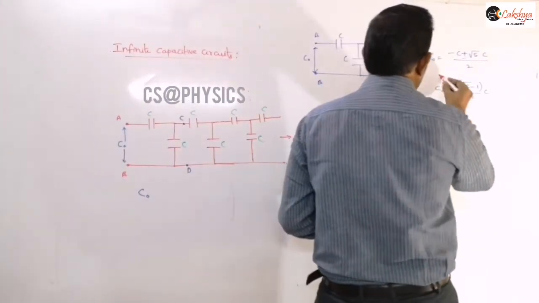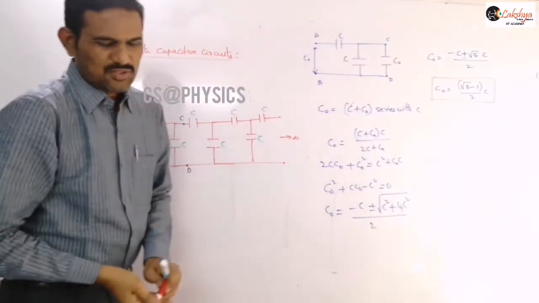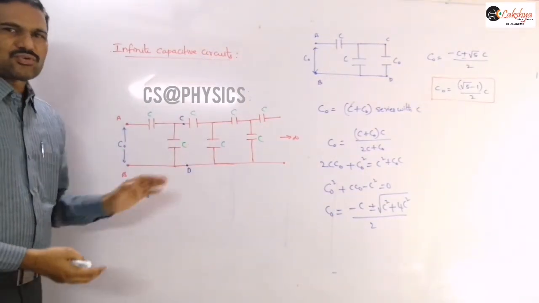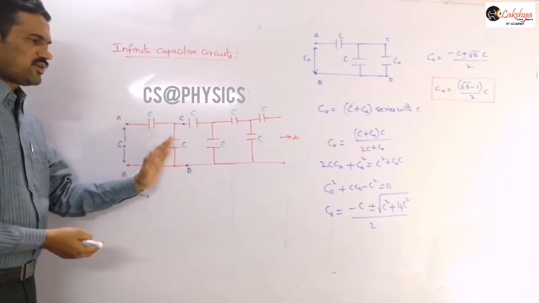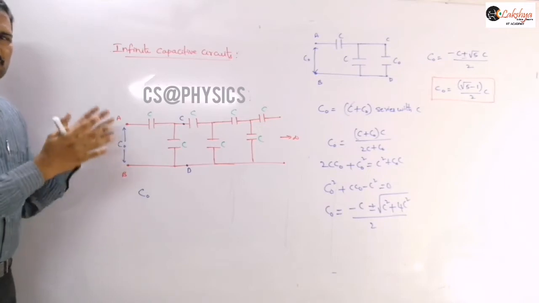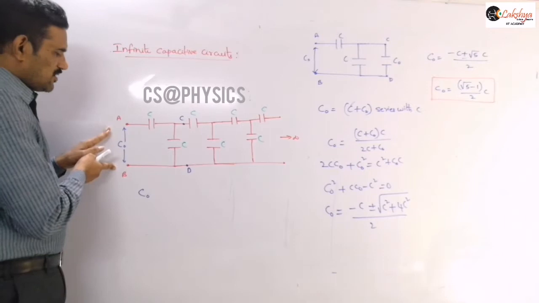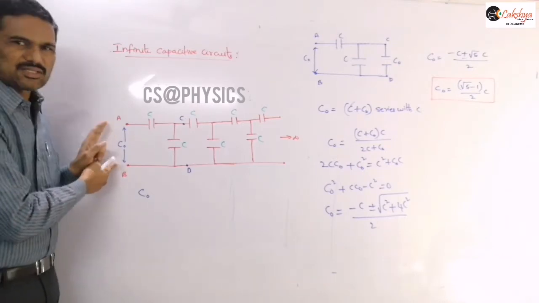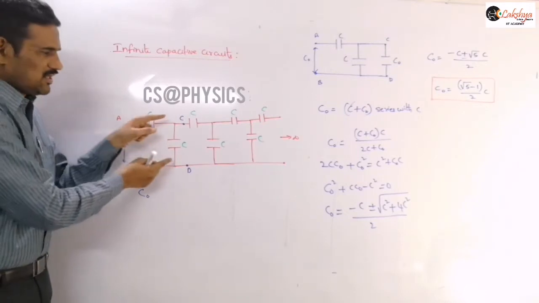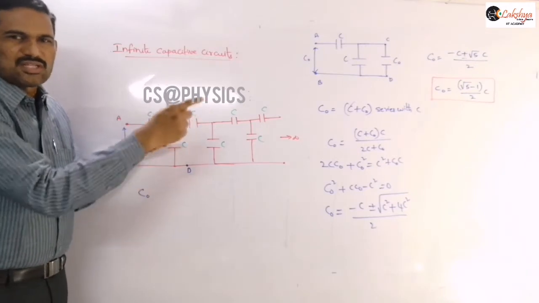So that is a way of finding the effective capacitance of infinite circuits, which is similar to our resistive circuits. From this infinite circuit, our procedure is to remove one unit cell. If you remove this one unit cell, as the series is infinite, there is no change in effective capacitance. So suppose I am assuming here the effective capacitance is C naught. Even after removing the first unit cell, the effective capacitance between C and D should still be C naught only, because it is an infinite circuit.